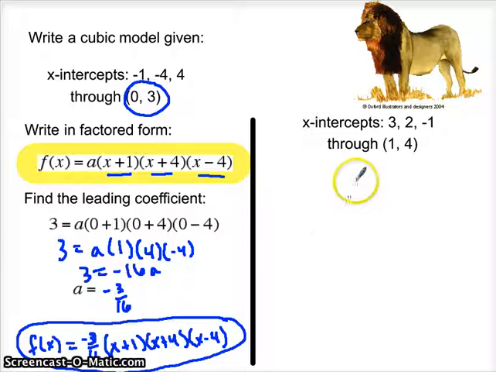Go ahead and try the one over here at the right. I will go ahead and plug the answer in for you and show you the answer here in about 10 seconds. So pause the video now.